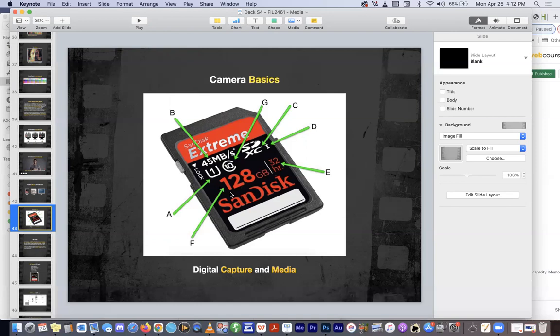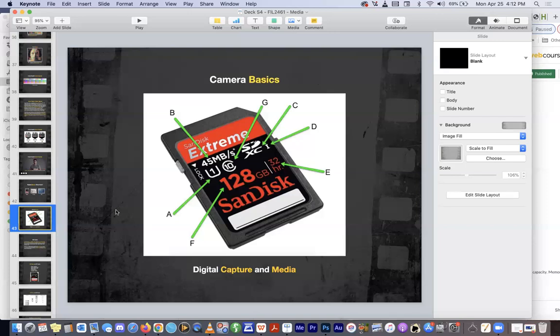128 gigs. Total recording capacity, that's correct. It's a SanDisk Extreme, so that's the model of the card. This card's going to have two different speed limits. It's going to have a speed limit for how fast it can write data to the card, and a speed limit on how fast data can be read from the card. We call that a read speed and a write speed.